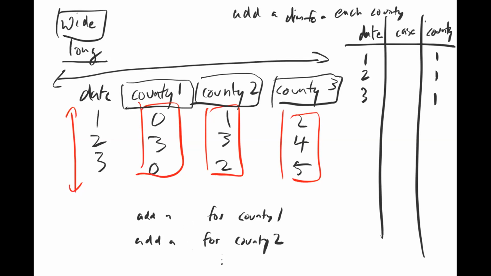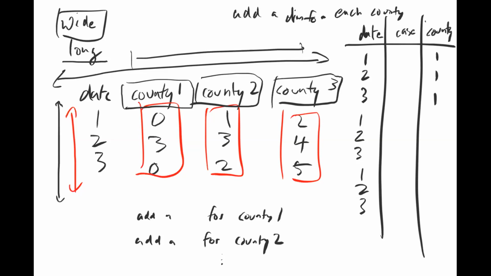So once I actually get to the ggplot example, hopefully this will be a little bit more clear. Okay, so we'll go ahead here. You can see that in this case, it's a trade-off, right? So I thin down the number of columns, but I now increase the number of rows because I'm repeating dates 1, 2, 3 many times, because I have to have dates 1, 2, 3 for each county.